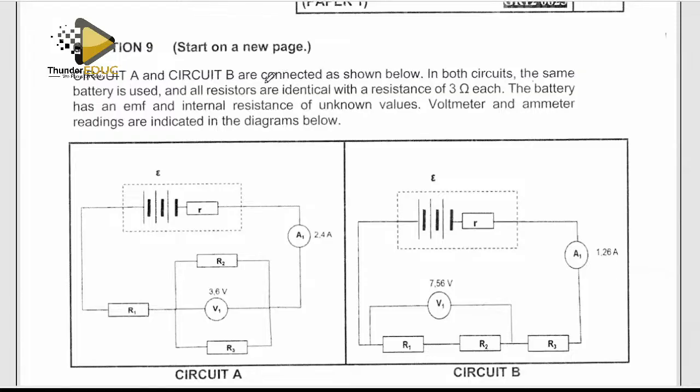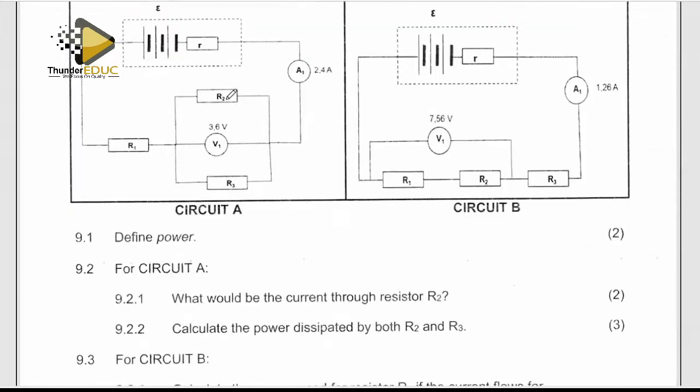So I use the same batteries used, and all the resistors are identical with resistance of 3 ohm each. The battery has EMF and internal resistance of unknown values. Voltmeter readings are indicated as we can see. Define power. So power is the rate at which work is done, or the rate of doing work.